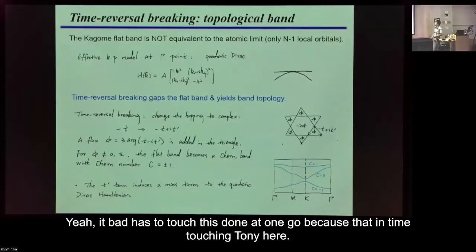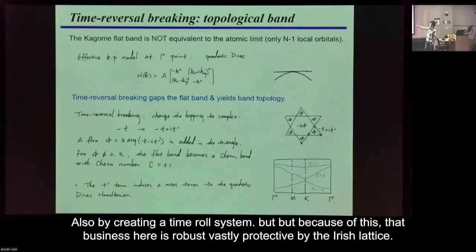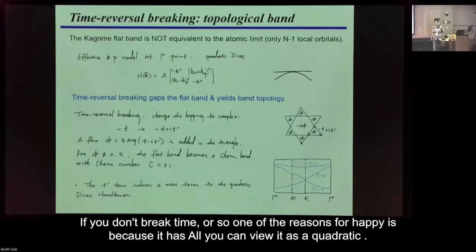And actually this is related to topology. You can gap this point out by breaking time reversal symmetry. But otherwise, the degeneracy here is robustly protected by the original symmetry group of the atomic lattice if you don't break time reversal. One of the reasons it's protected is because it has a non-zero Berry phase, exactly 2 pi Berry phase here. You can even view it as a quadratic Dirac point.